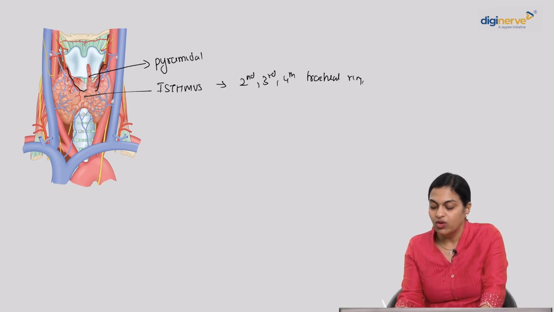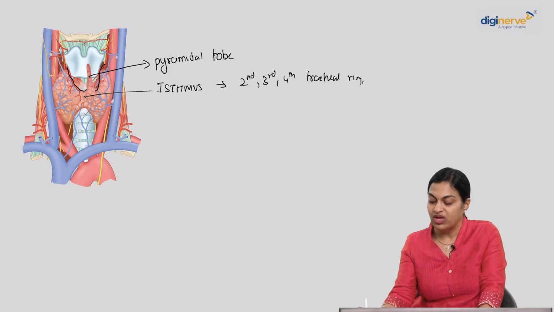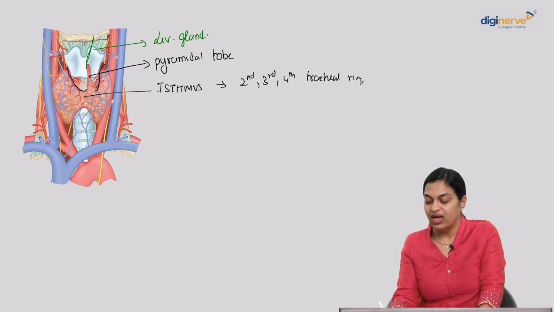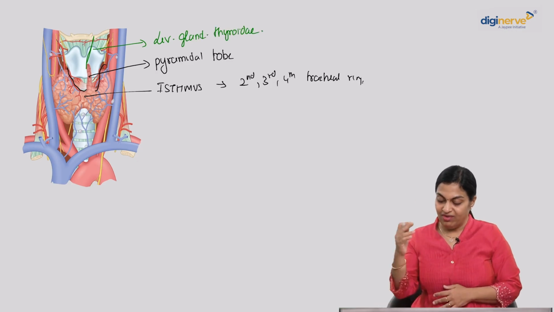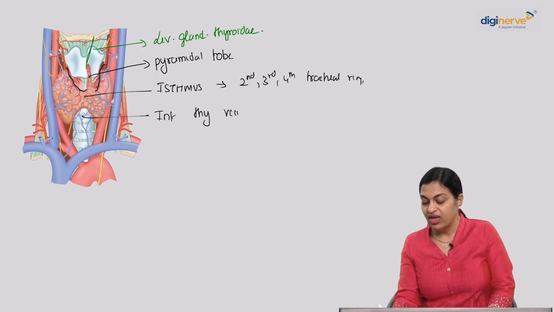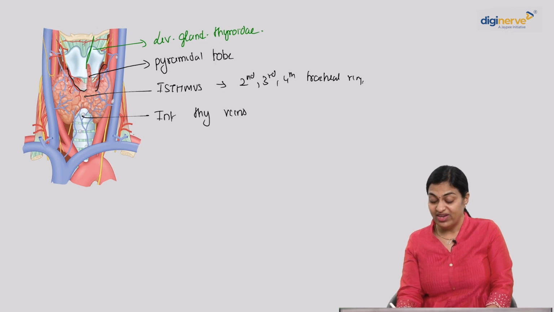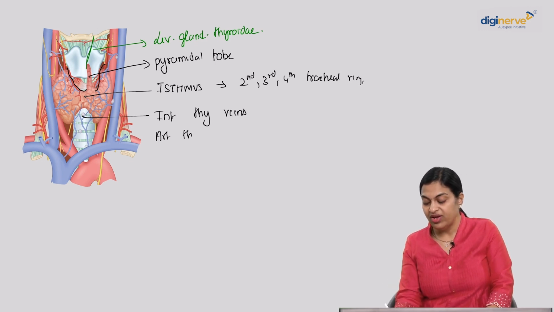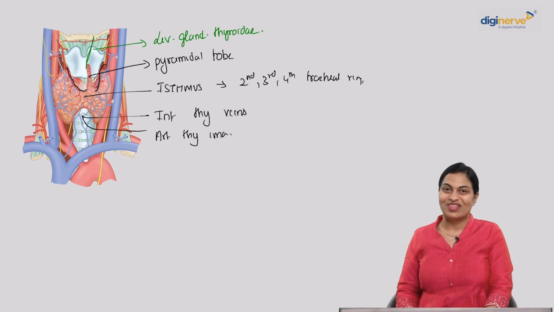Sometimes this pyramidal lobe can be connected to the hyoid by a fibrous structure that is called levator glandulae thyroideae. From the lower border of the isthmus, these veins emerging out will be the inferior thyroid veins. And if there is one extra artery to supply the thyroid, the arteria thyroidea ima, that can enter through the lower border of isthmus.